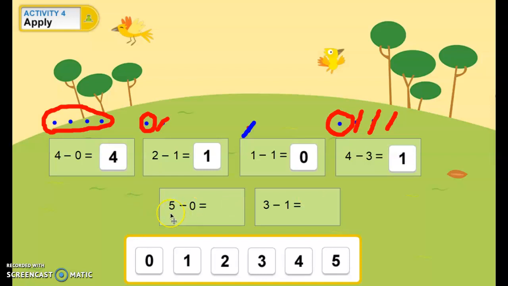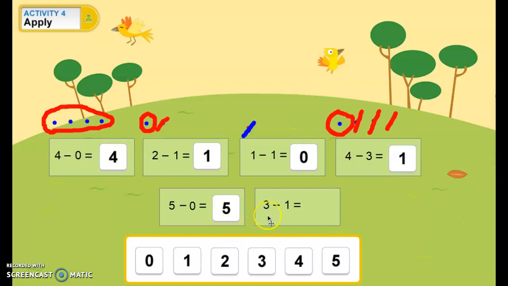All right, I'm going to give you some time to do this one on your own at home. Hold up 5 fingers. Take away 0. How many are left? If you said 5 minus 0 equals 5, you're right. If you're holding up 5 fingers and you don't put any of your fingers down, you still have 5 left. So 5 minus 0 equals 5.